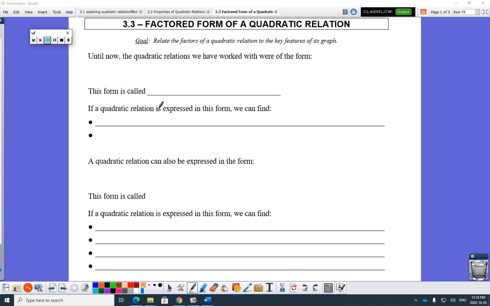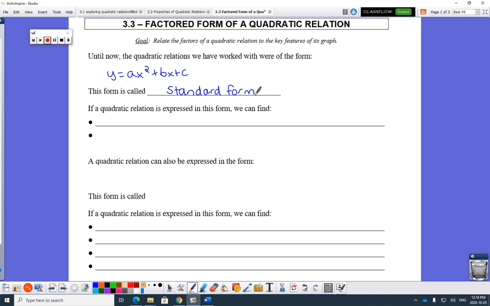Okay, so we are going to switch from using standard form into what's called factored form. So far, all we've done is this, which is standard form. And we saw in the last lesson that there are pros and there are some cons to this.